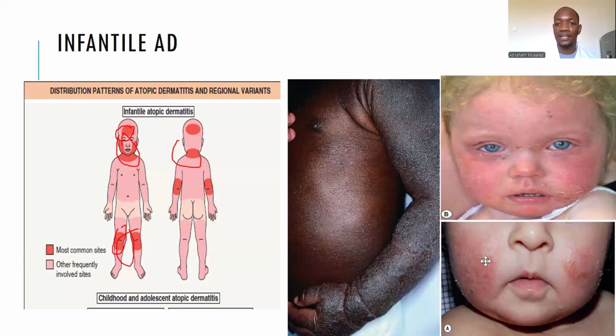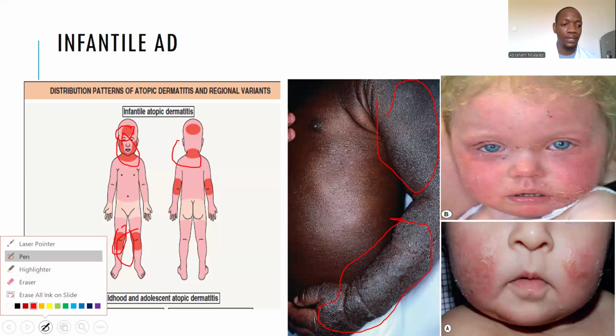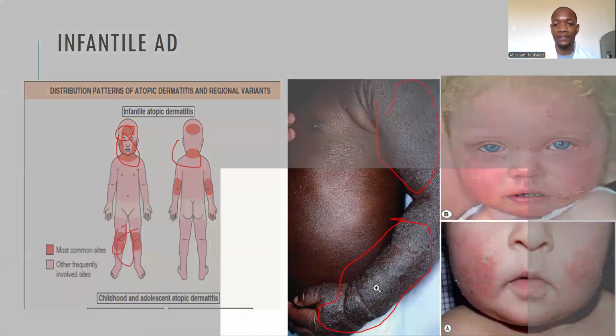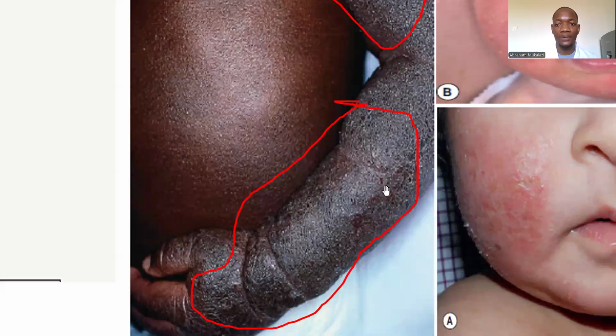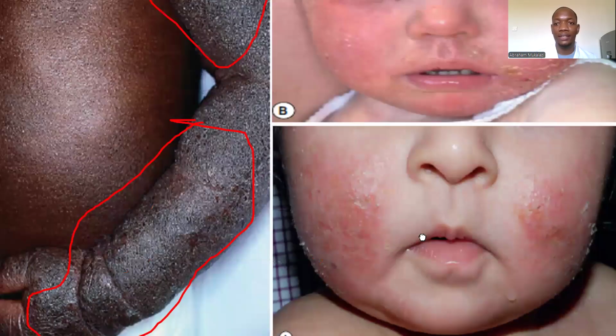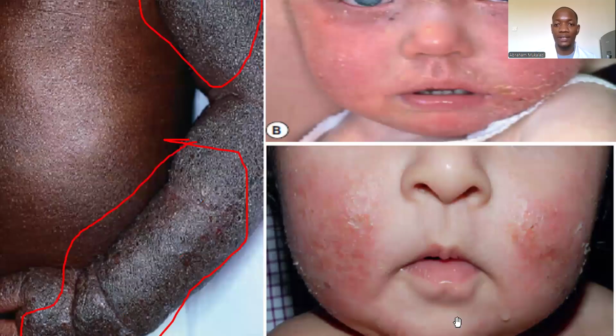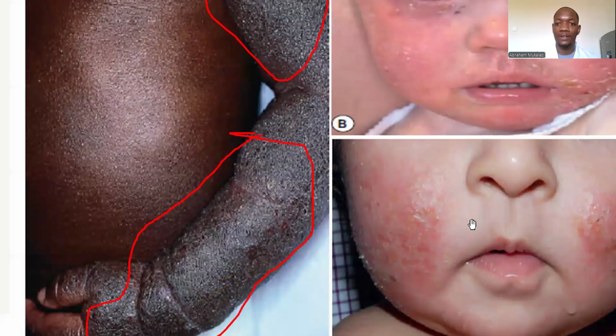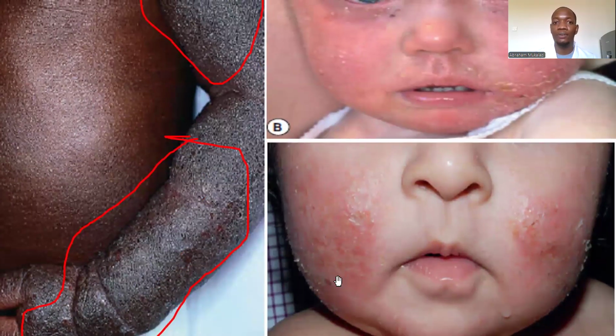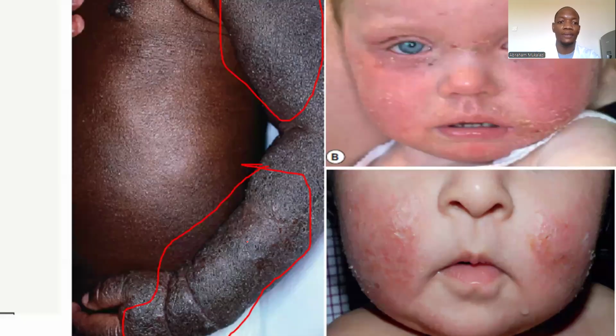So as you can see in this picture, this is now a severe form in a black patient, where you see lichenification, scaling, crusting with erosions. If I magnify for you, you see these erosions here, which are punctate. Then in this patient here, you can see this area being affected, but the central face is spared. The rash is covering the cheeks, and this is very typical for infantile atopic dermatitis.